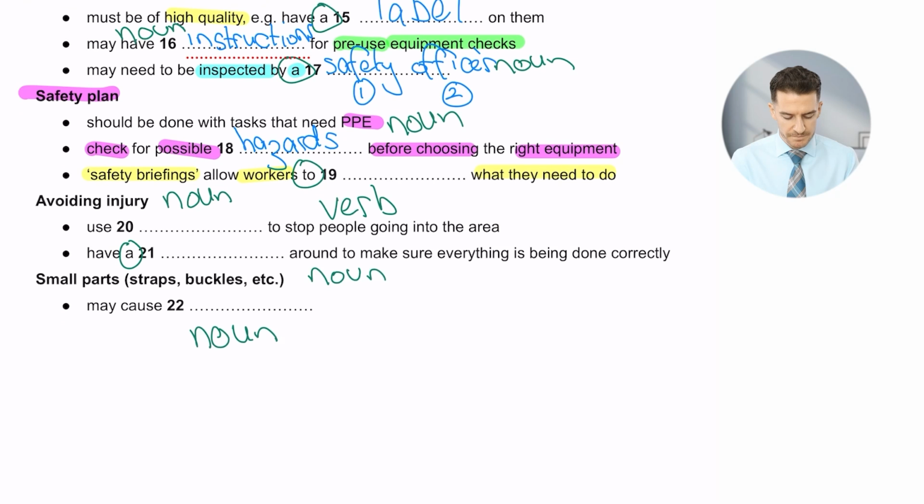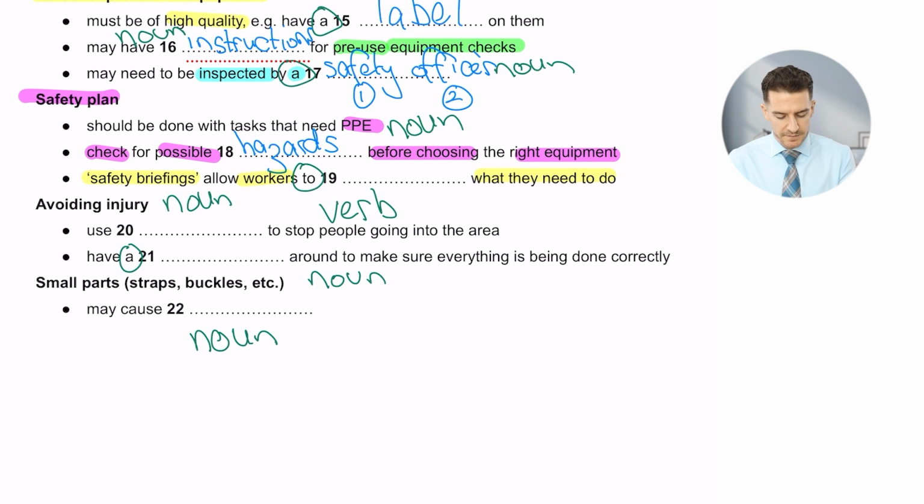So if we go back down, let's put that in the space. Safety briefings allow workers to clarify what they need to do. It's a verb, it's following the instructions, and it makes sense. So that looks good. Let's keep going. So the next heading is avoiding injury. Use something to stop people going into the area.